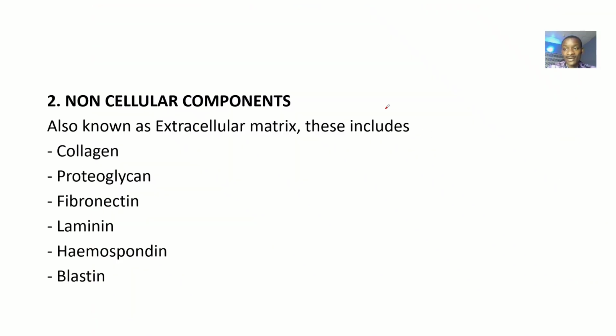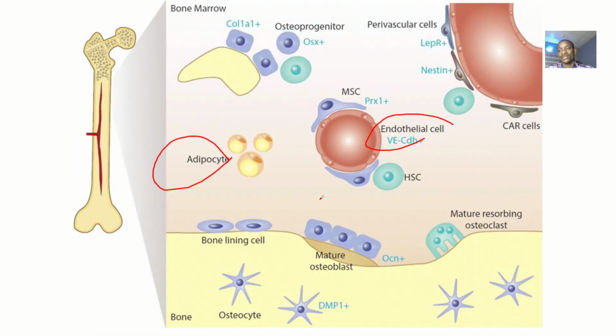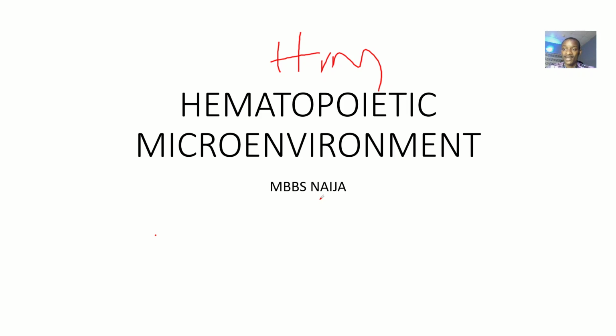Then for the non-cellular components, these ones are also known as the things that make up the extracellular matrix. And this includes things like collagen, proteoglycan, fibronectin, laminin, hemonectin, elastin. All these are the non-cellular components of the hematopoietic induction microenvironment. So that's it about the HIM. So at least if they ask you in an exam now, you have one or two things to say. All right, so that's it. Bye for now.